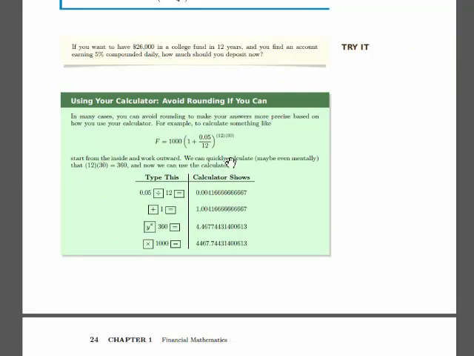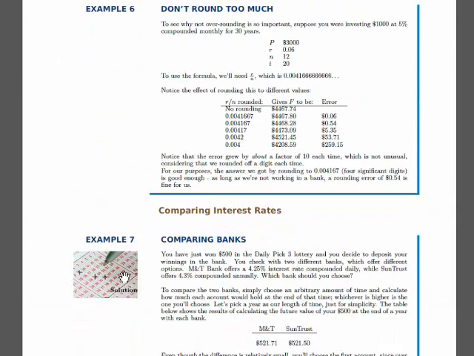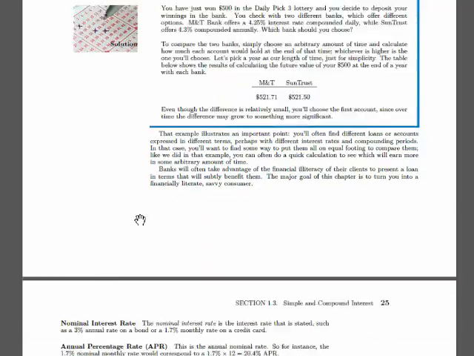Then there are a few other things to note. A quick example here shows that you should avoid rounding and why. And then after that, we get into comparing interest rates. So basically, to compare two interest rates, all you have to do is think about how much each account will earn given the details of that account. So there's an example that does that.